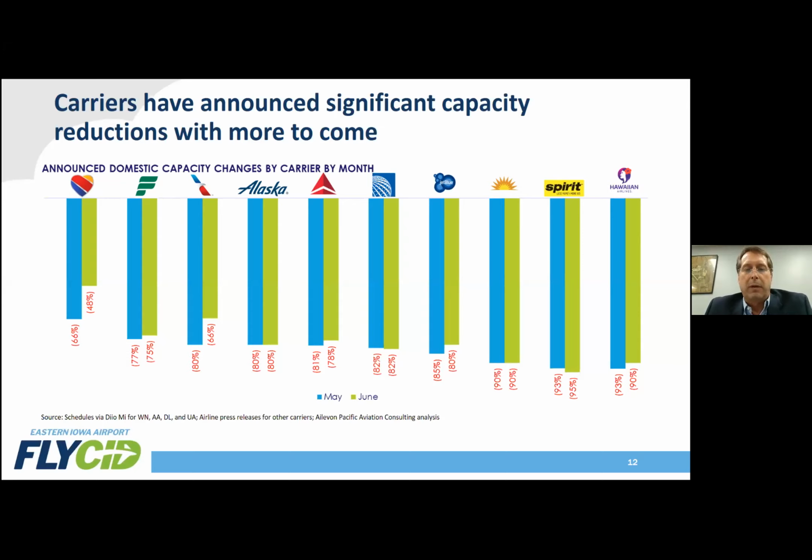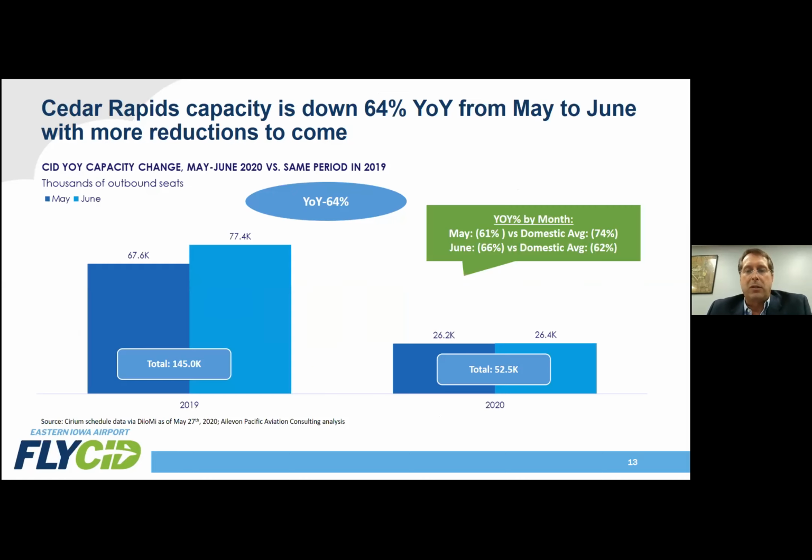Delta has been very aggressive. They're parked at 81% and 78% for June. United, you can see, remains at 82% for May and June. So significant reductions in the number of aircraft flying about the skies nationally and certainly internationally. And certainly Iowa has not been immune to those reductions. And I'll share some more on the Iowa impacts here in a second.